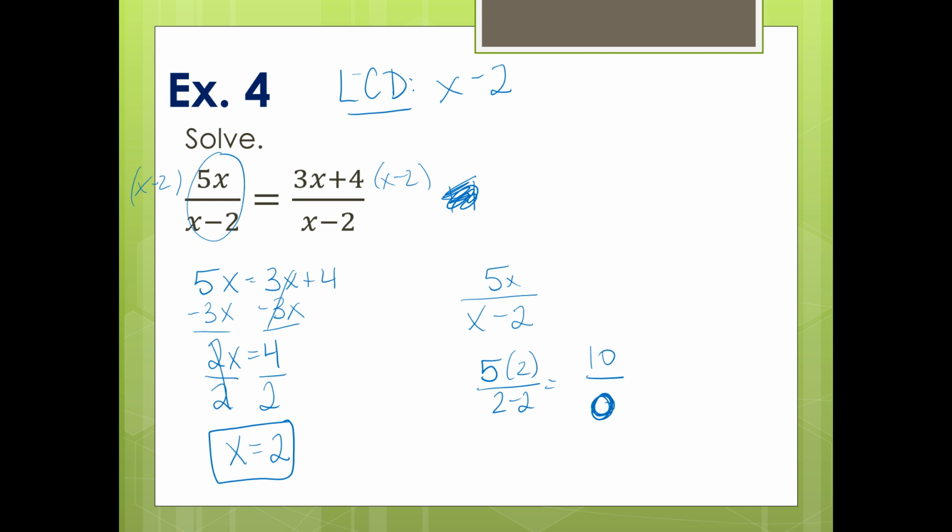Uh-oh, that's not good. Since we got 10 over 0, that's bad. When we have 0 in the denominator, remember, that does not work, okay? So, even though we did all our math right and everything was beautiful, this is what's called an extraneous solution, okay? So, there's actually no solution to this problem.